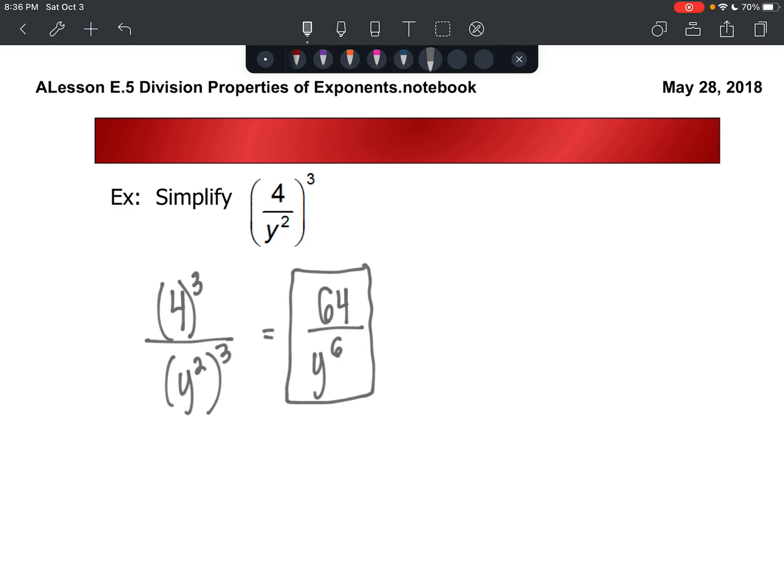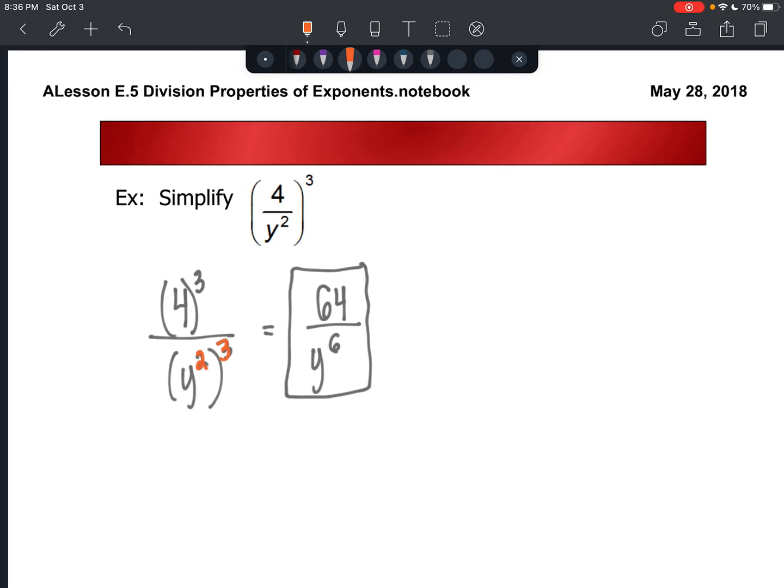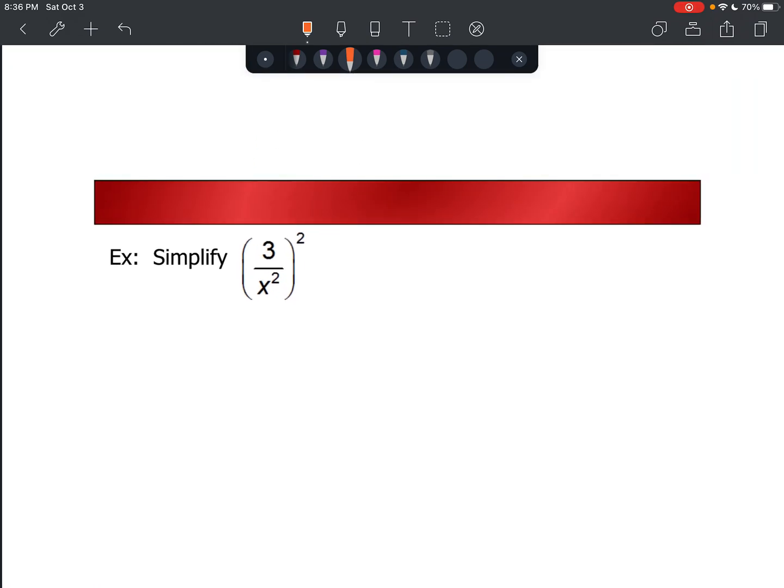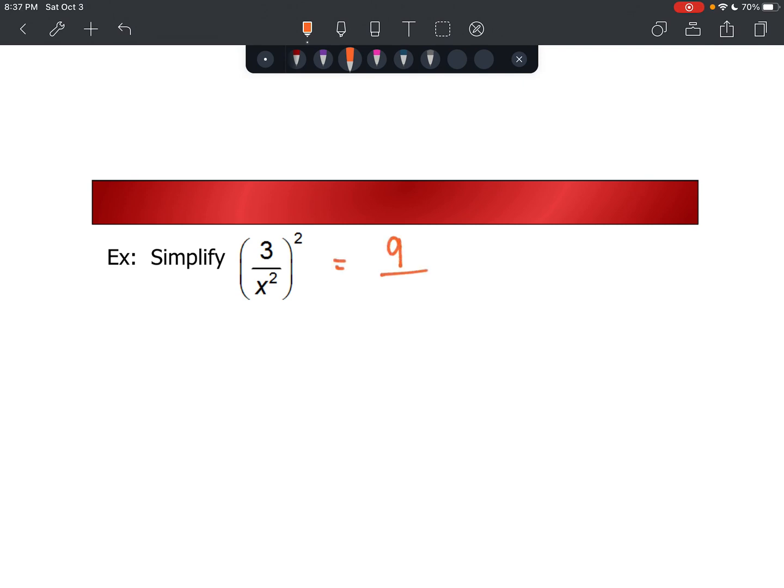Hopefully right now you're feeling really good about all the practice that you got in on those previous lessons, because it's really helping you go through this a lot smoother now, because you recognize a power to a power, you multiply. Very helpful to know, when do I multiply, when do I add, when do I subtract? Okay, here's another example. You can give that one a try if you like. And I got 9, because 3 squared is 9, over x to the 4th. And hopefully you got the same thing.